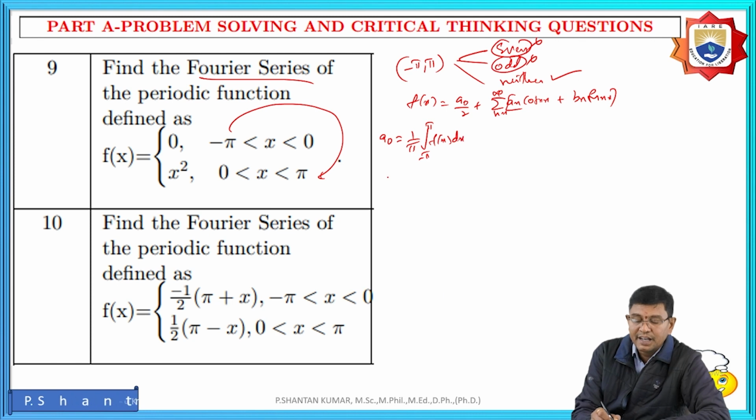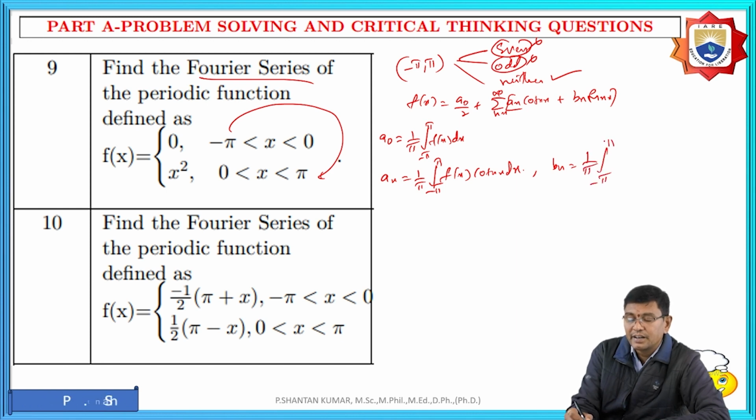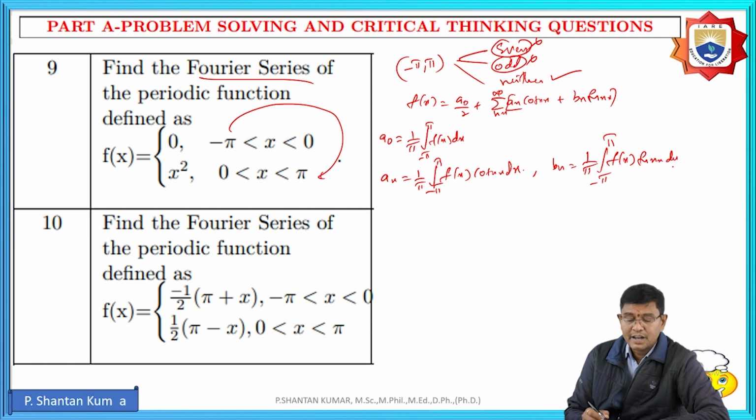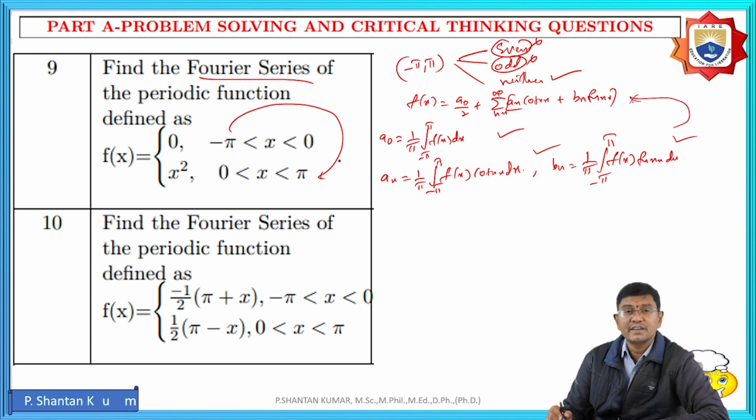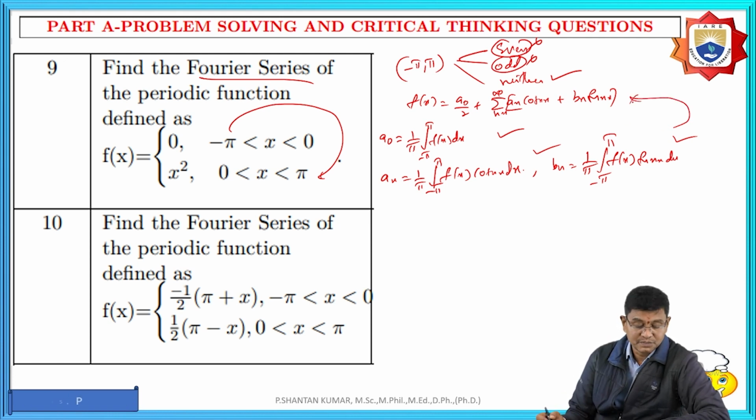And again, an is given by the formula 1 by pi integration minus pi to pi of f of x into cos nx dx. And finally, bn is equal to 1 by pi integration minus pi to pi of f of x into sin nx dx. Based upon the calculation of a0, an and bn, we need to substitute into the required series of f of x, and we get the required solution. Here they are not asking to deduce any conditions.